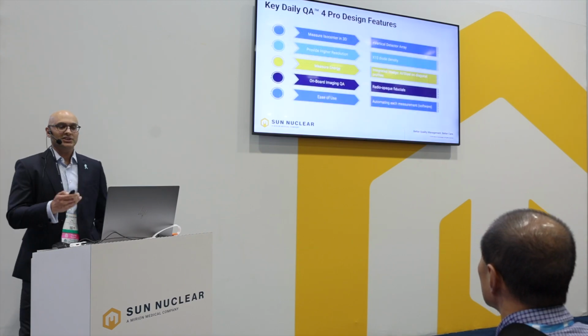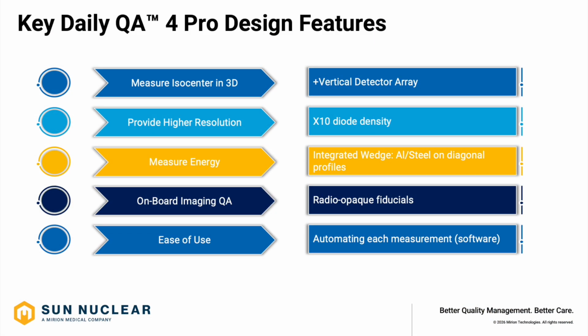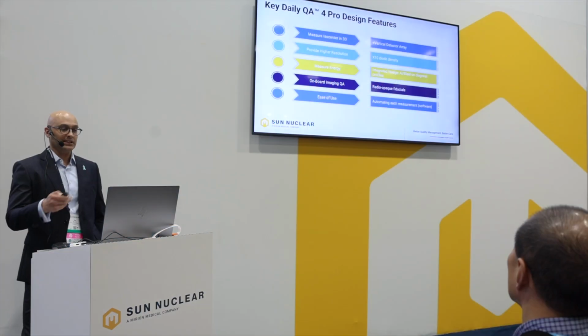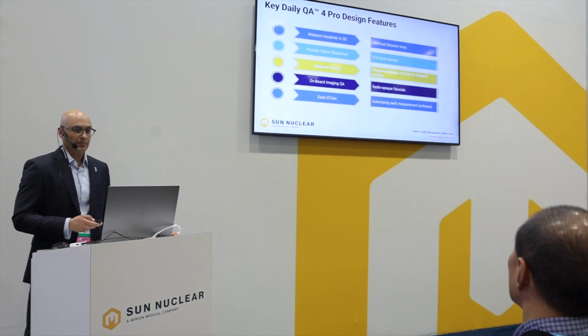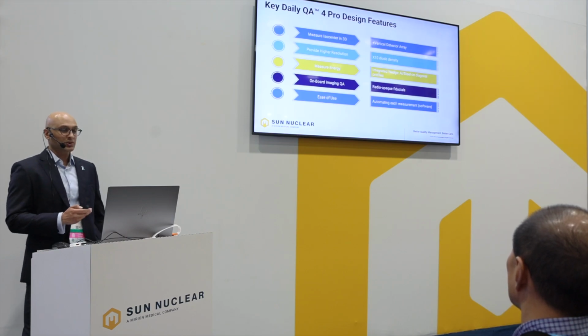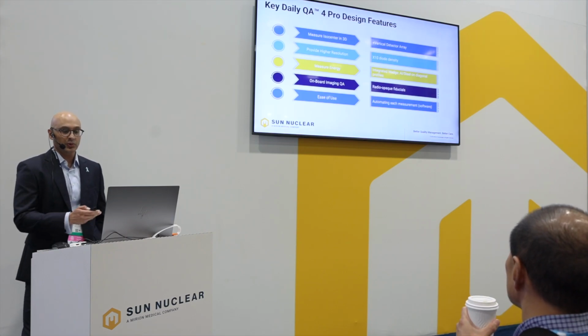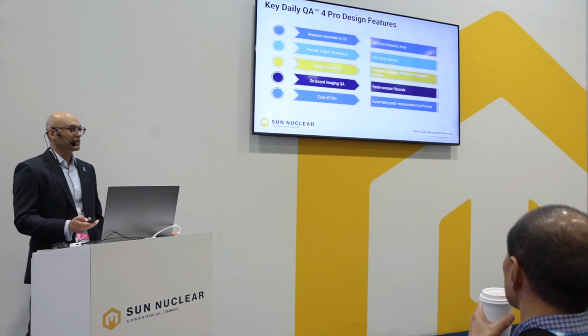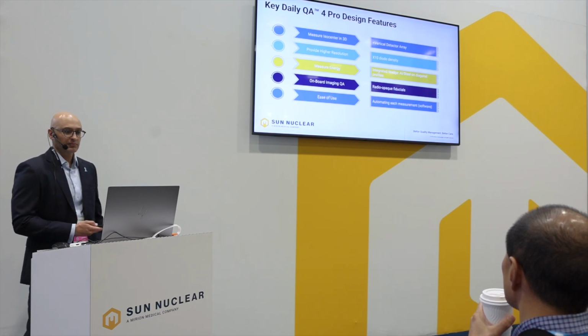What you have here is just an overview of how our requirements, our wants, translated into real features on the device. So for the measurement of isocenter in 3D, we have two vertical detector arrays on the sides of the device, in addition to the horizontal array. It's got 2.5 millimeter resolution, twice that of the IC Profiler, so we could measure profiles from 2 centimeters to 20 centimeters.